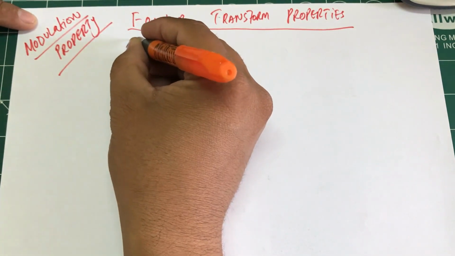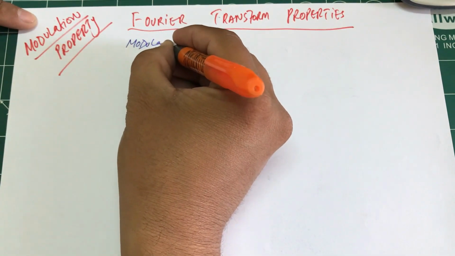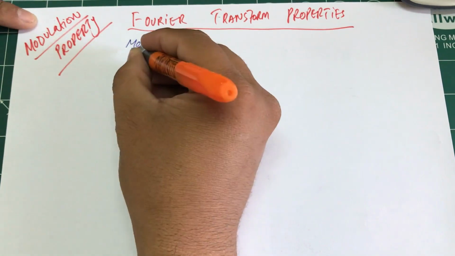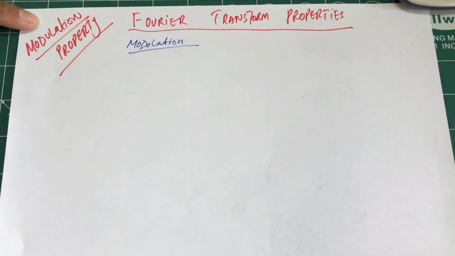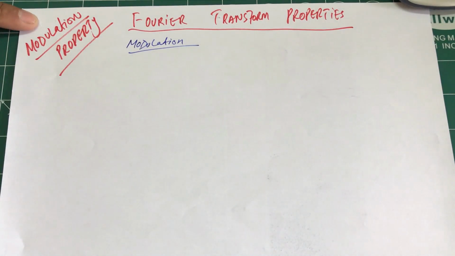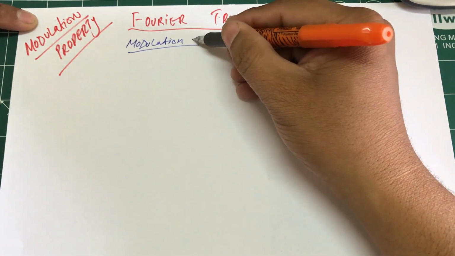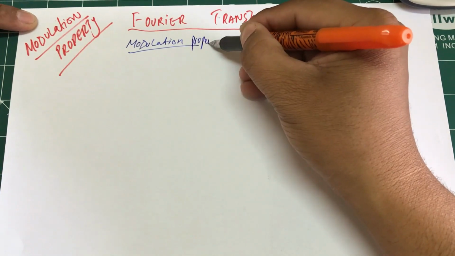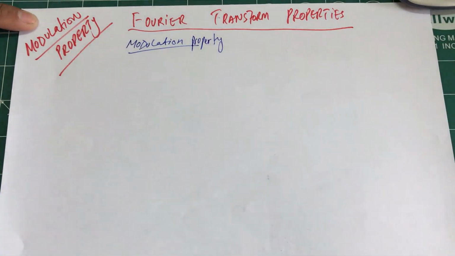So let's look at one more property, which I personally like. It's actually the modulation property. I personally like this property because it relates to communication systems, and it talks about how modulation takes place and how you shift a signal from the time domain to the frequency domain.